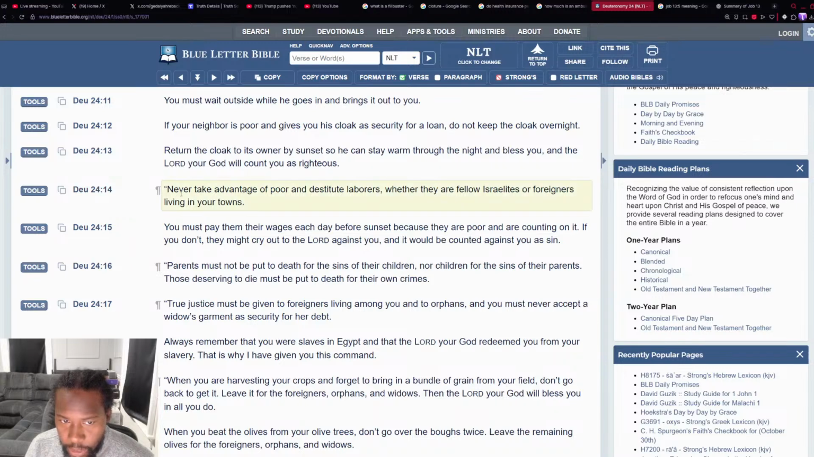Deuteronomy 24:14 in the NLT. Never take advantage of poor and destitute laborers, whether they are fellow Israelites or foreigners living in your towns. You claim to be Israelites, right? You must pay them their wages each day before sunset because they are poor and are counting on it. If you don't, they might cry out to the Lord against you, and it would be counted against you as sin. All right, and it is going to be counted against you. He's the man of sin.